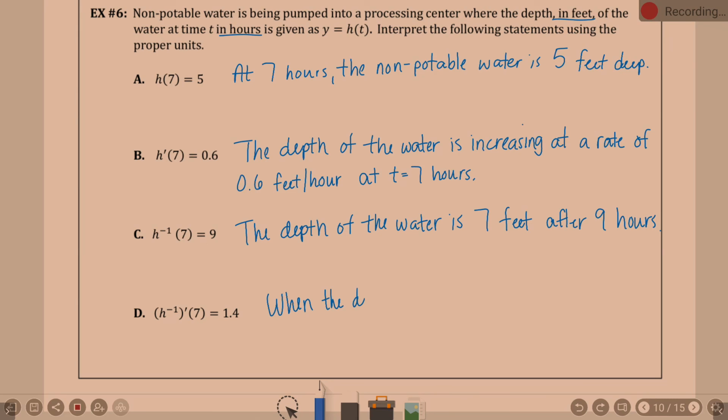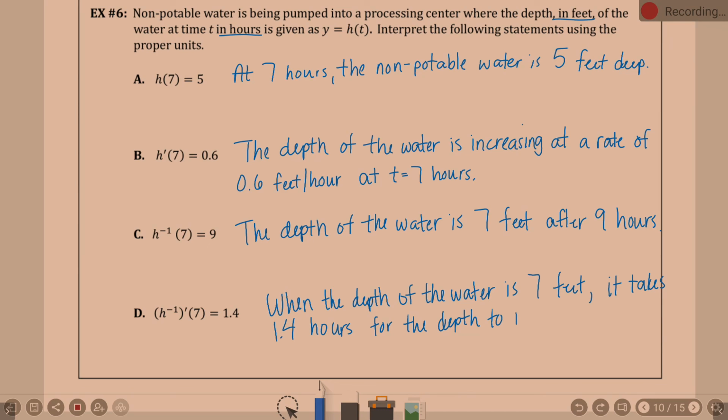The depth of the water is 7 feet. We know that's the depth because our input and output switch here, right? Then it takes 1.4, and that is hours, right? Yes. Hours for the depth to increase 1 foot more.